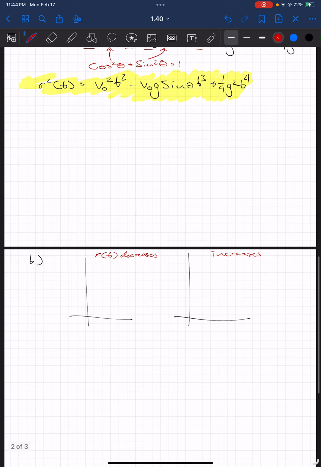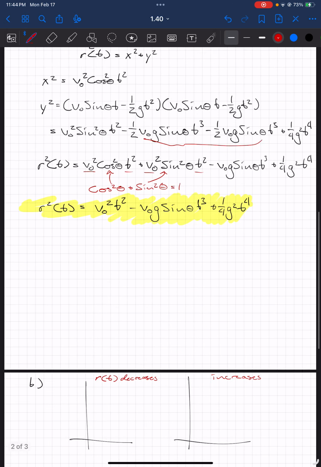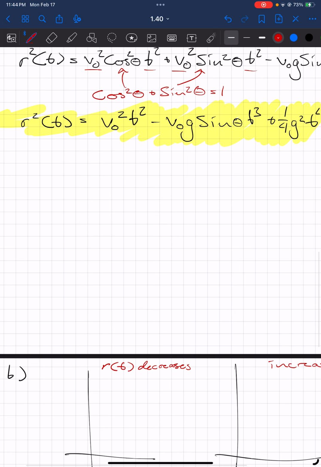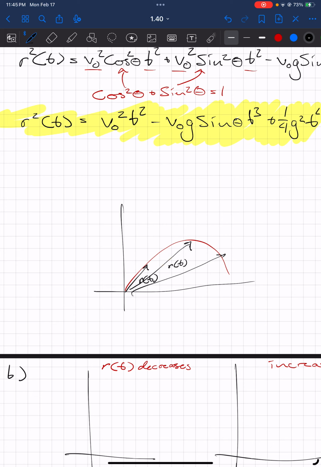Now r of t describes the position as it gets further away. So if we just have the trajectory of a ball flying this way, r of t at this point is here, so this is r of t. Later r of t is here, and later r of t is all the way out here. So you can see that this r of t is smaller than this r of t. So r of t is actually increasing constantly throughout this path of flight.